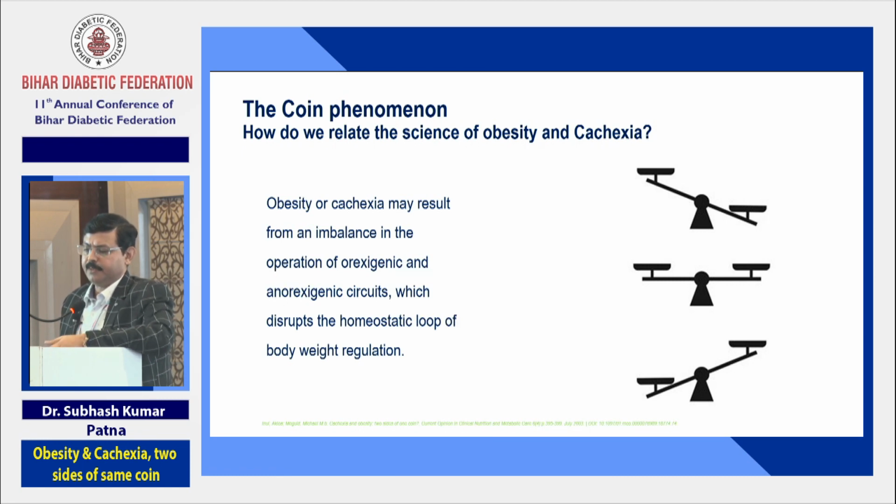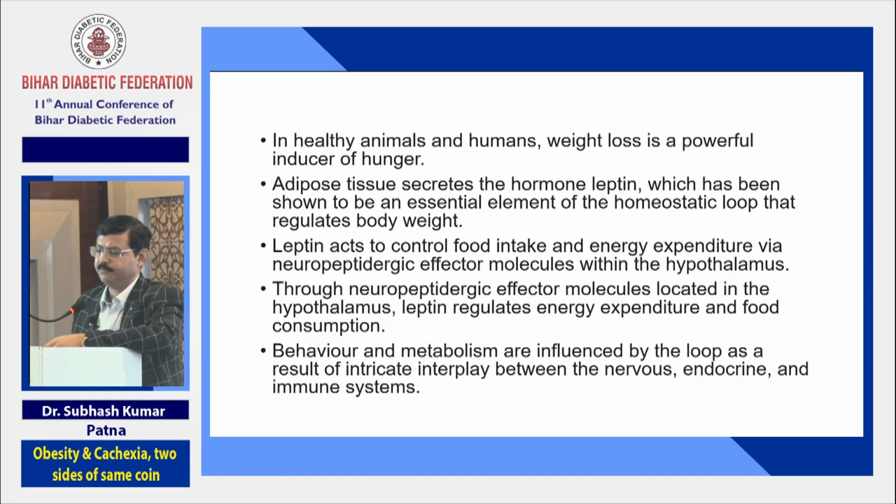Obesity may result from the imbalance of operation of the orexigenic and anorexigenic circuit, which disrupts the homeostatic loop of body weight regulation. Each word is important because we know that there is a feedback mechanism at the central nervous system, and there are certain neuropeptides which either stimulate hunger or suppress it. That's why we call it the orexigenic and anorexigenic circuit. I'll explain it further, just pay your attention closely.